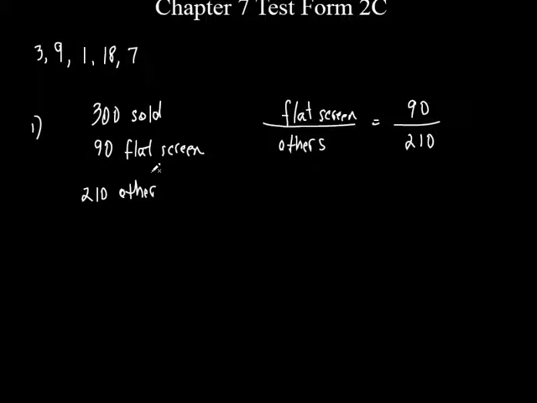Does that make sense? So that was a little bit of a, not a trick. It's not really a trick, but it's a little extra thing that you had to do. It wasn't straight up going 90 to 300, was it? Right? And I would guess that probably some people went 90 to 300 on that one. But you got to read the instructions. The problem says find the ratio of flat screen to the others. So you had to find out how many were the other. Does that make sense? Where we got to 210? We went 300 minus 90.